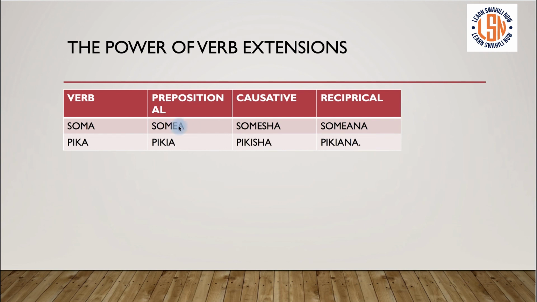Okay, so you can see a trend here. You can identify a different verb extension depending on how it's behaving. So if you see ia, ea, it's probably prepositional. If you see isha, esha, or isa, eza, then you know it's causative. Reciprocal is usually going to just end up with na or n and na, no matter what else is happening.